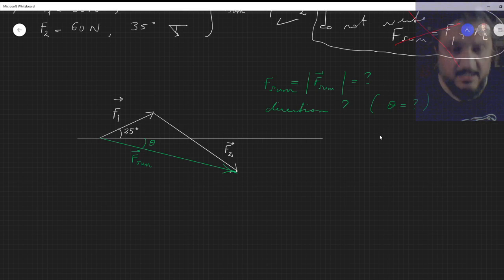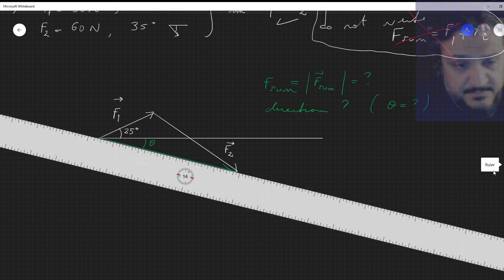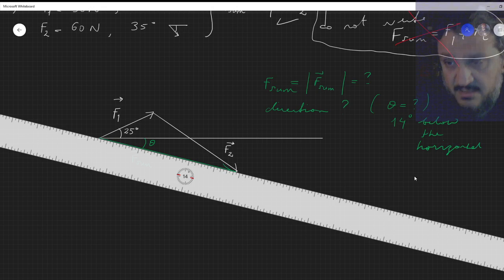So what is theta? Okay, so what I need to do is use the protractor if you have one, or I can use this ruler again here. Actually, you know what? I already know the direction. It's 14 degrees, right? It's 14 degrees below the horizontal. I just need to measure the length.